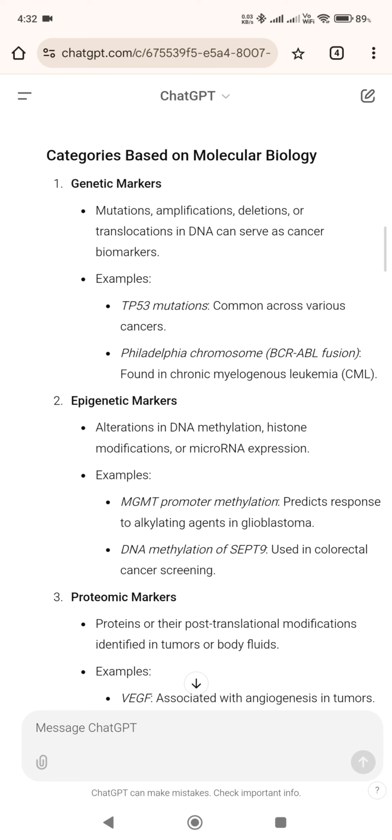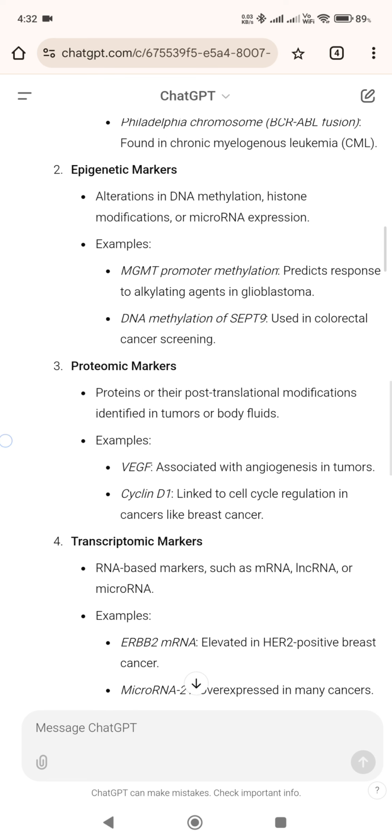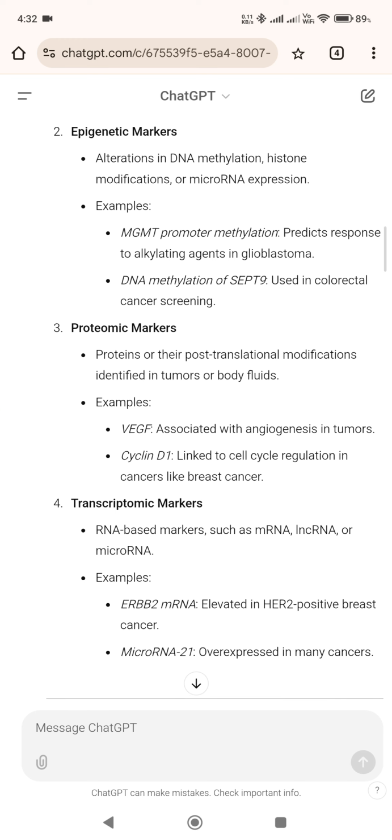2. Epigenetic markers. Alterations in DNA methylation, histone modifications, or microRNA expression. Examples: MGMT promoter methylation predicts response to alkylating agents in glioblastoma; DNA methylation of SEPT9, used in colorectal cancer screening.